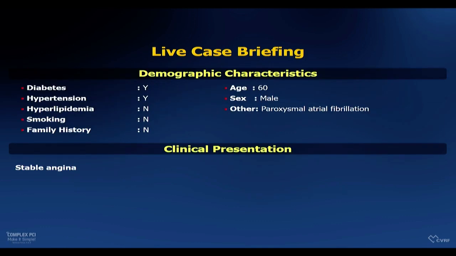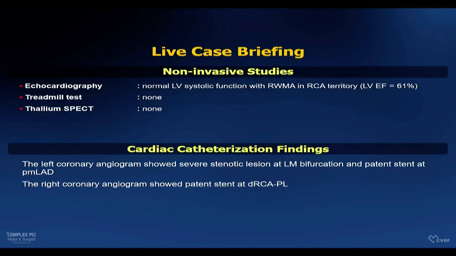Next, the medical history contains diabetes and hypertension, and the patient also has paroxysmal atrial fibrillation. Echo finding shows the LV function is quite normal, with a wall motion abnormality in the RCA territory. Ejection fraction is 61. And next.